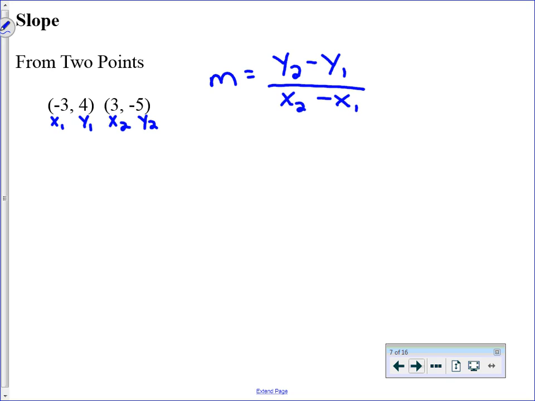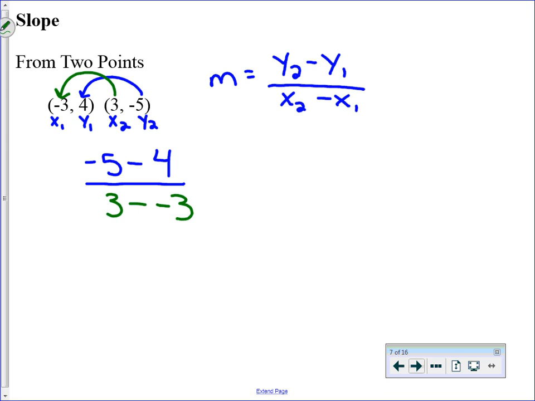We have our y2 that has to be first. So we put our negative 5, and we always have to put a subtraction sign directly after writing down the number. So we have our negative 5. We minus our y1 in this case, which is just a regular 4. I'm going to now all divide it by, and I'm going to put my x's on the bottom. I have my 3, I have a minus sign, and now I need to subtract, in this case, my x1, or a negative 3. So let's now simplify my numerator, the top of my fraction.